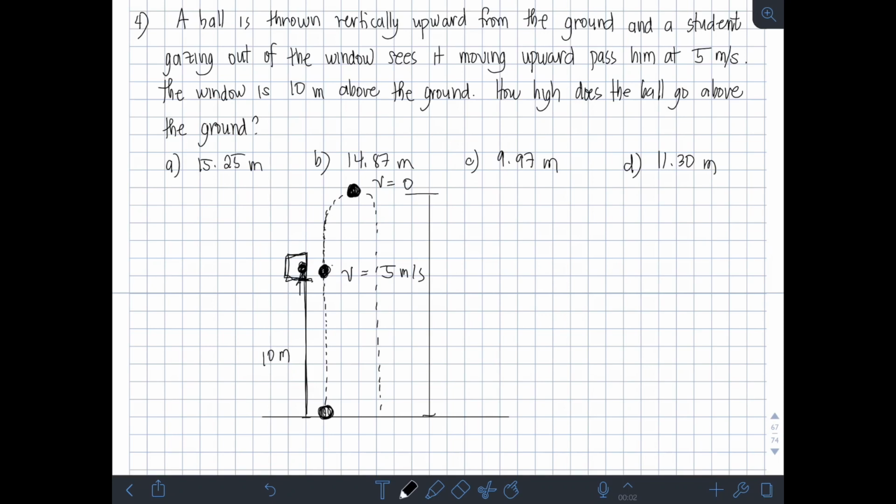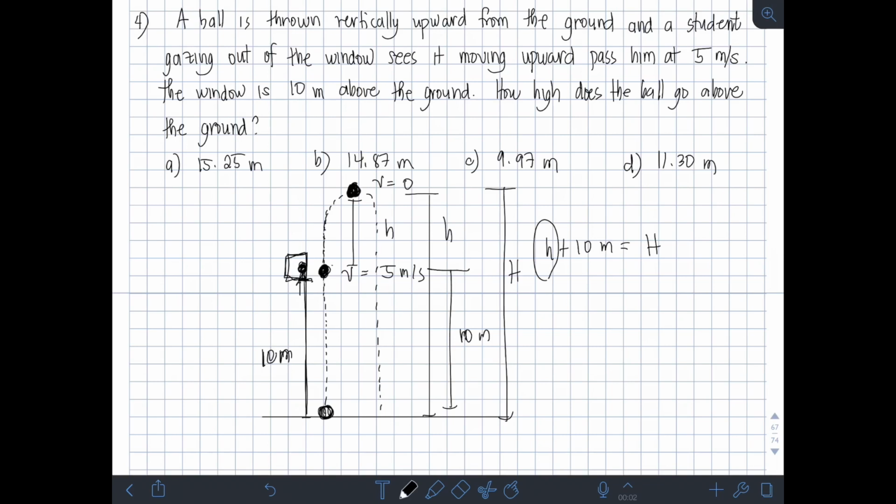Okay? So, paano natin isa-solve ito? So, pwede natin gawin is kuhain natin itong height na to mula nung makita nung student yung ball hanggang ma-reach nung ball yung point na to, yung highest peak na to, let's say H. Then, i-add lang natin dito sa 10 meters. Diba 10 meters din to? So, H plus 10 meter equal yung total height na na-reach nung ball. Okay, so paano natin makukuha yung h?